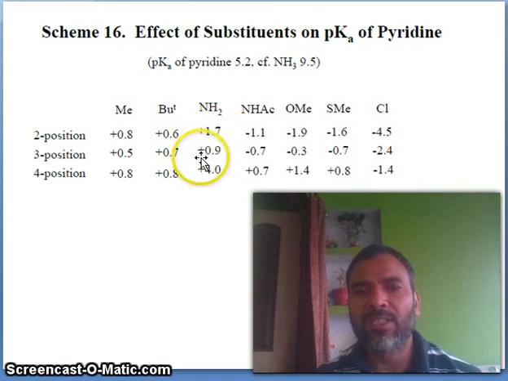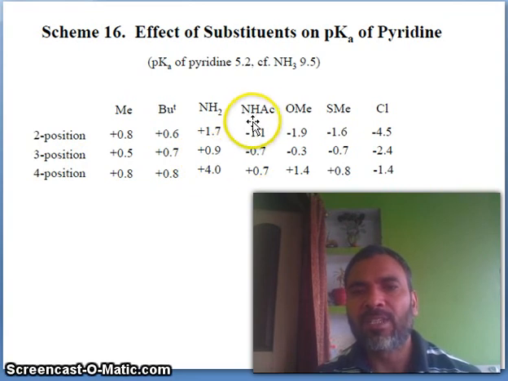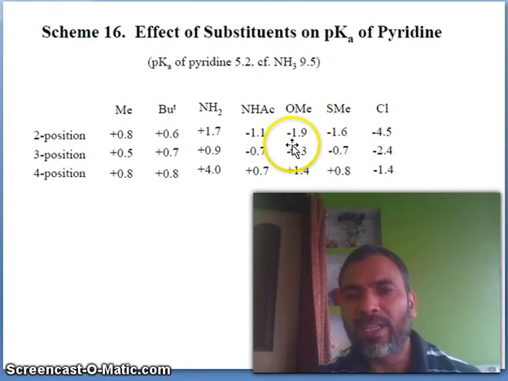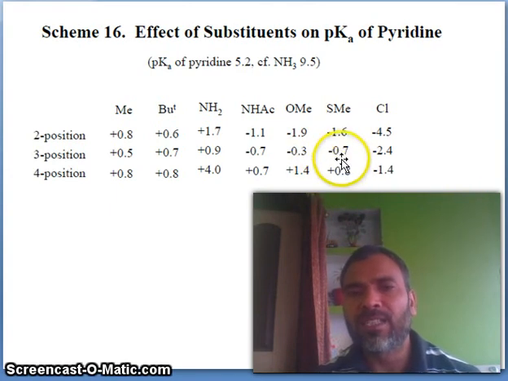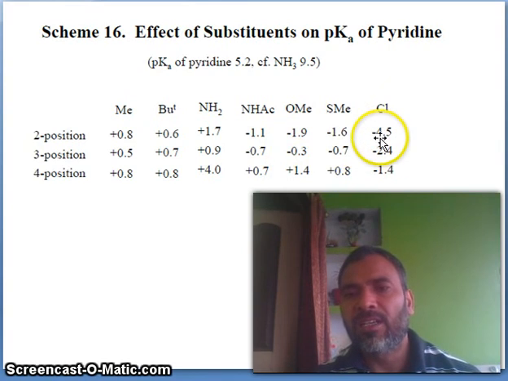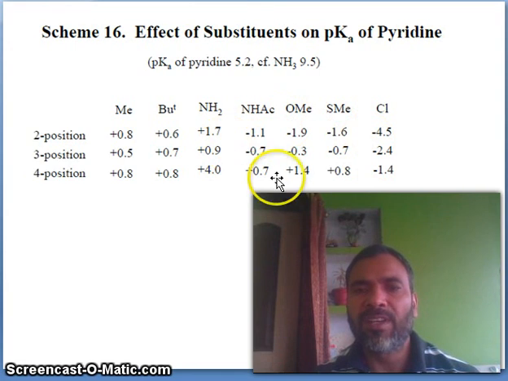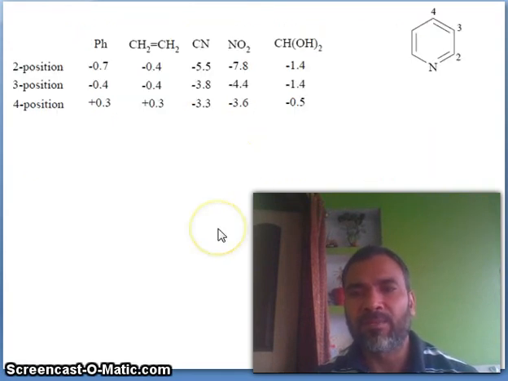You see, this is remarkable in each case at the three position. If you have NHAc at the two, three and four positions; OMe at the two, three and four positions; SMe at two, three, four positions. Look at the values of pKa and decide the acidity and basicity. Cl at two, three, four positions. So this is a very important table for competitive exams.